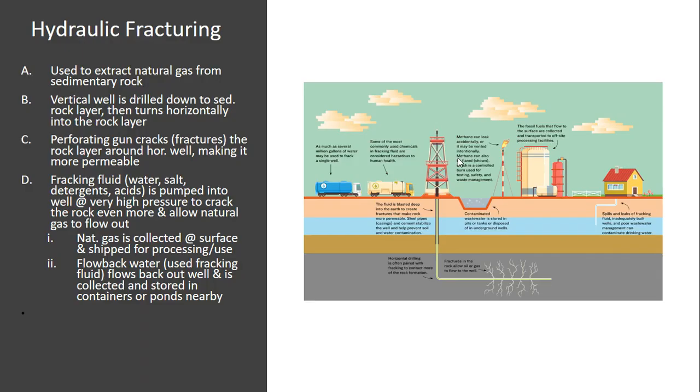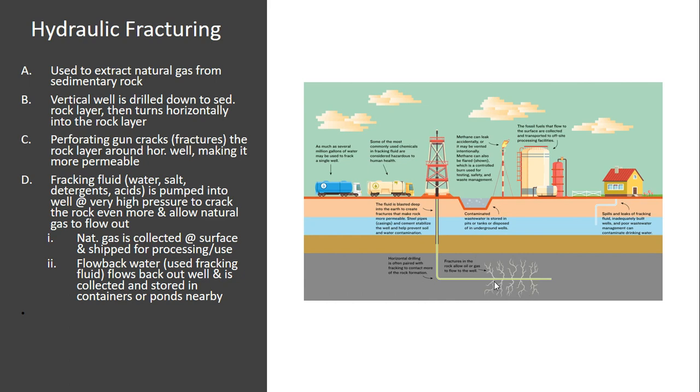How do we obtain natural gas? We mentioned in class before, this is through hydraulic fracturing, known as fracking. Here is where we obtain natural gas from the sedimentary rock that typically lies above petroleum deposits. A vertical well is drilled down into that sediment layer, and then it turns horizontally into the rock layer. These fractures or cracks are where a lot of the gas is stored within the rock, and that's what we're trying to crack to obtain the natural gas.